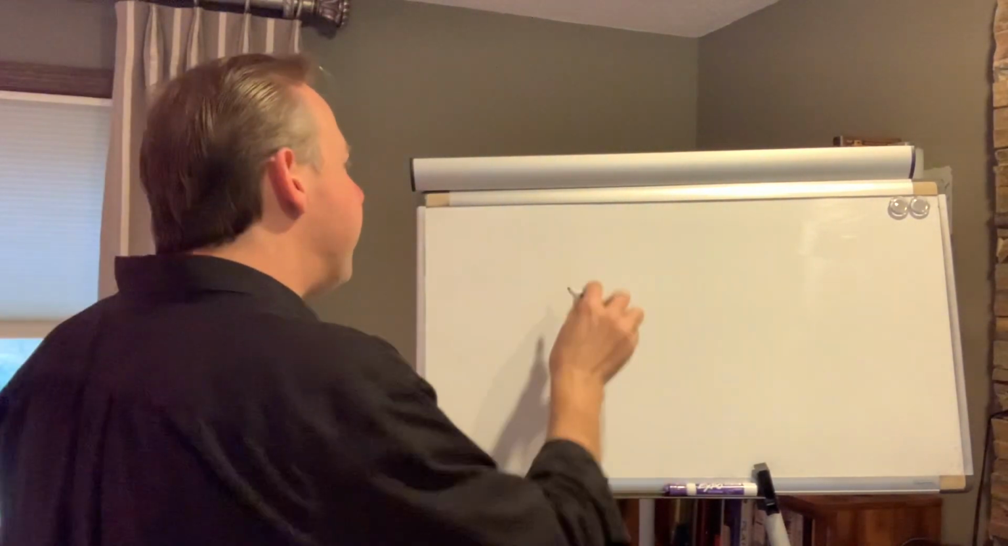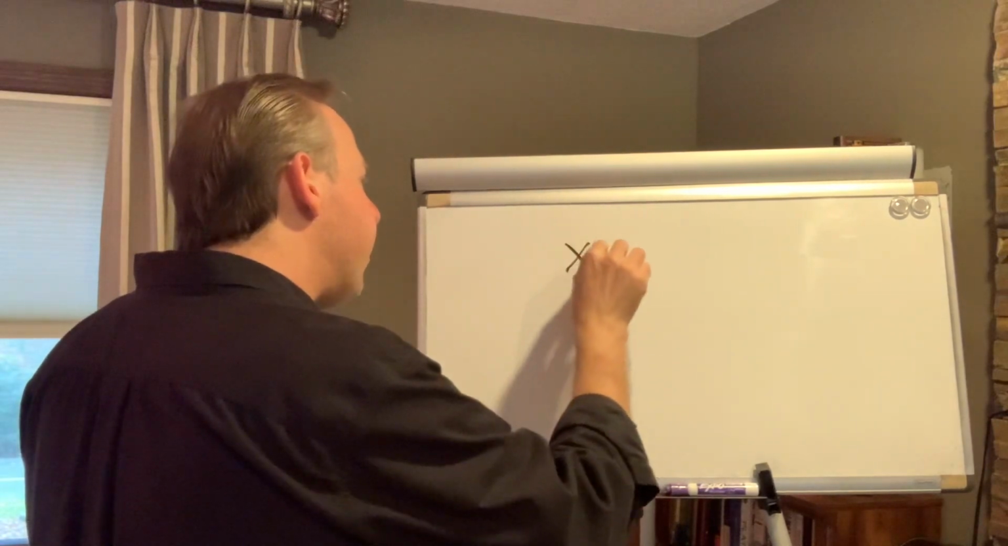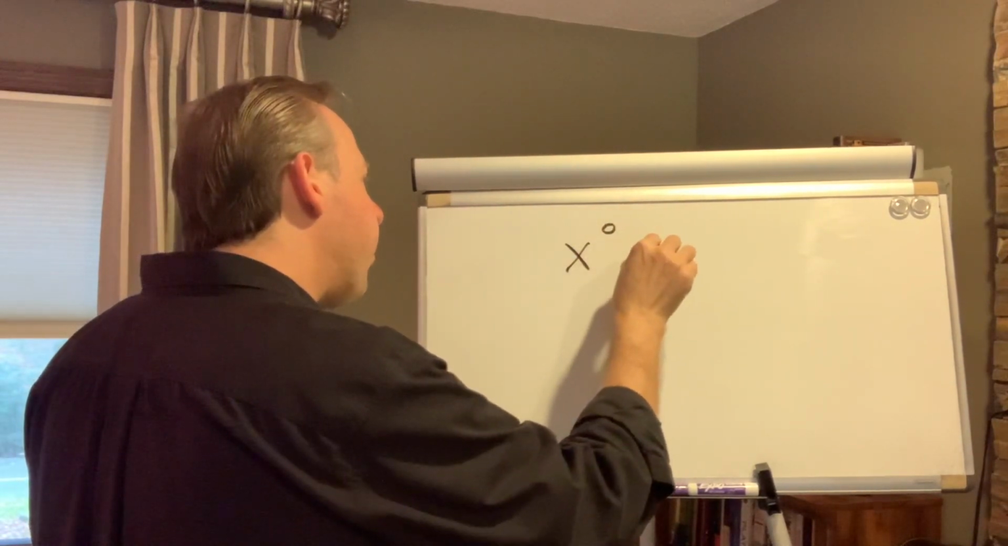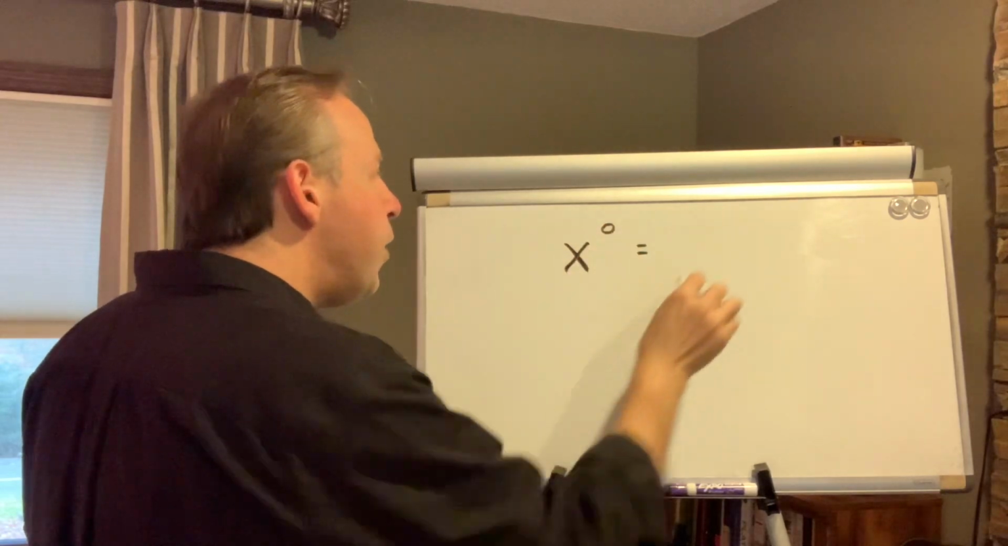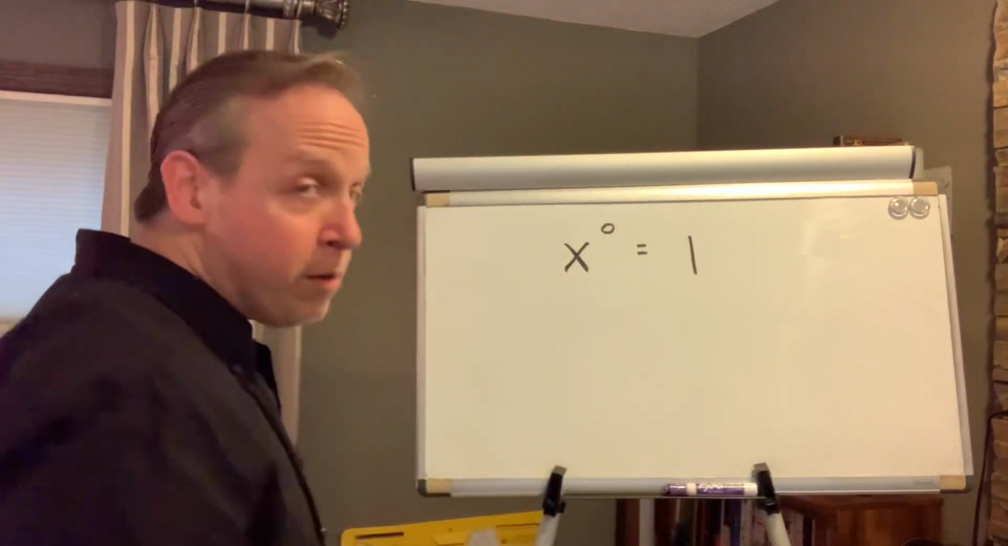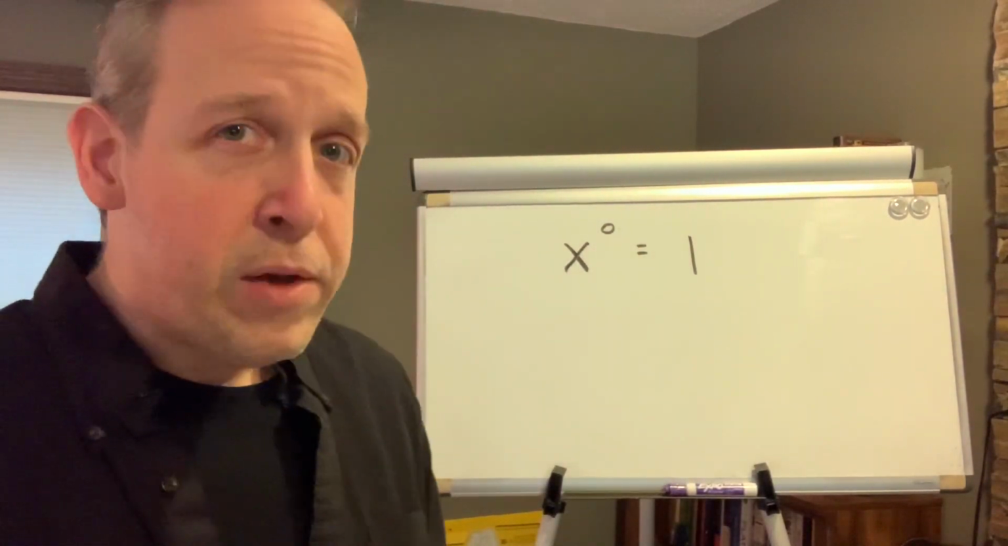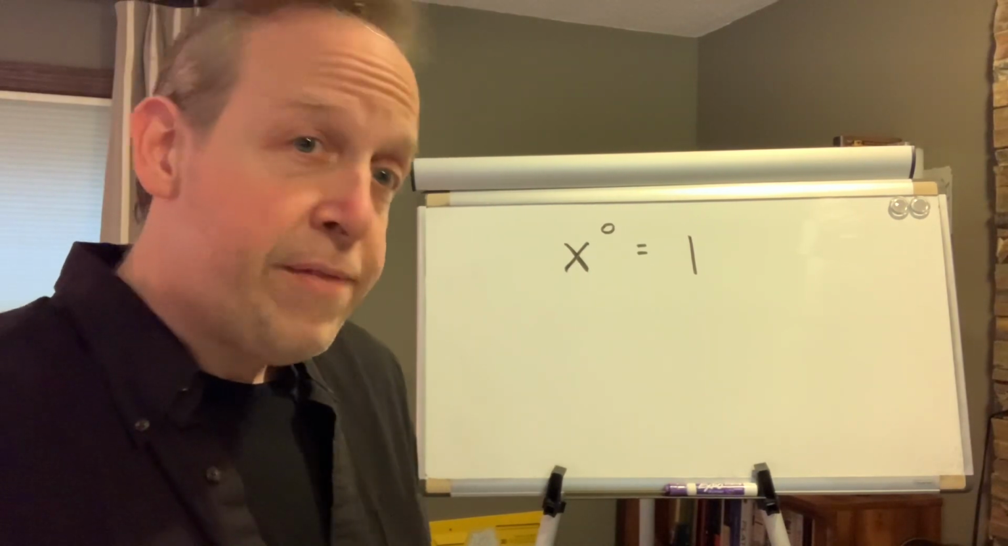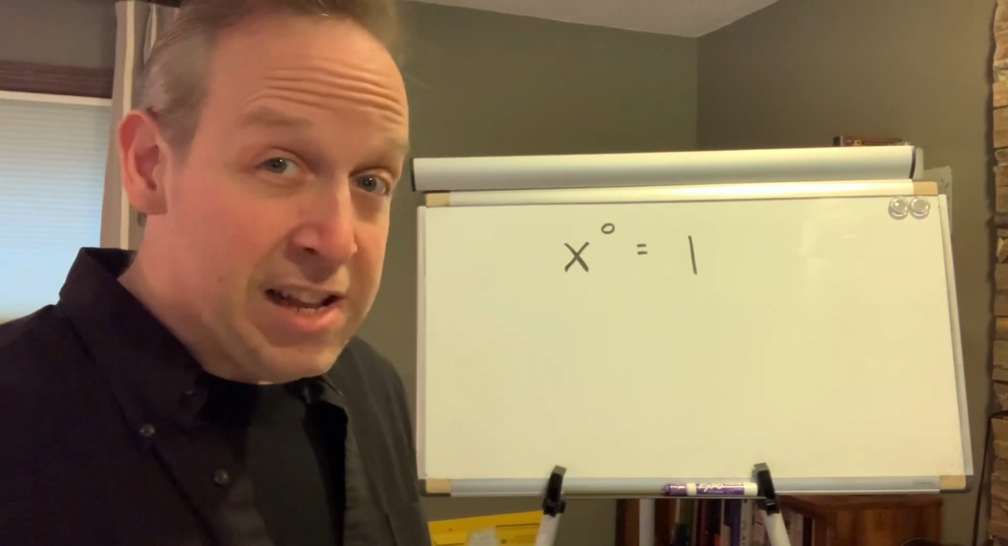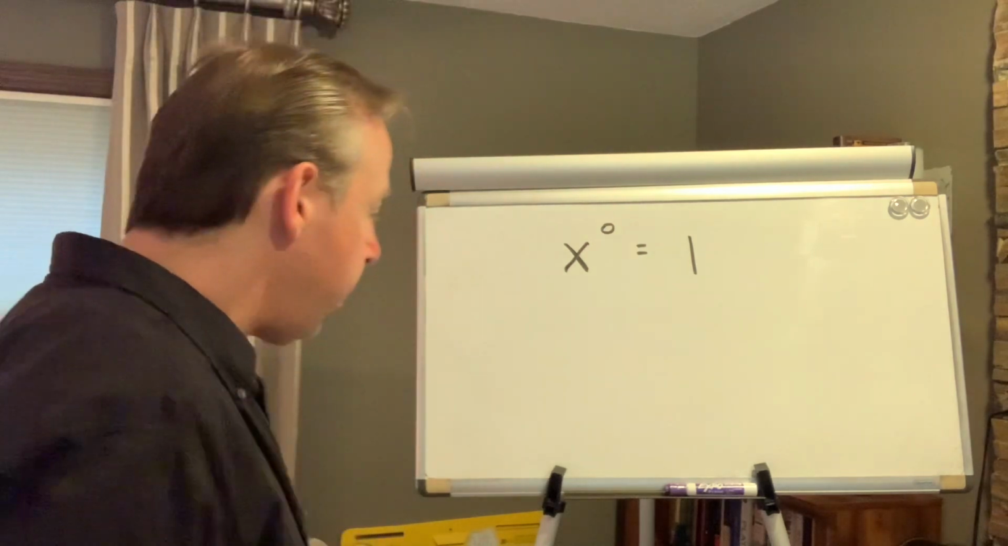This one is actually pretty easy. Anything to the 0 power equals 1. It does not equal 0, it equals 1. Anything to the 0 power equals 1. X to the 0 is 1, 5 to the 0 is 1. Anything to the 0 is 1.